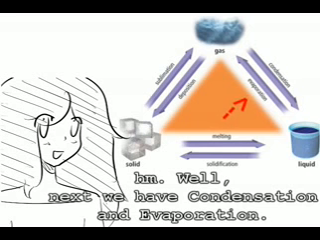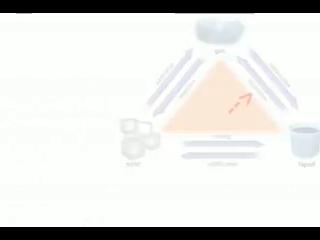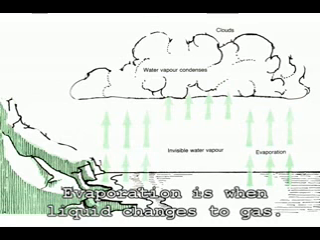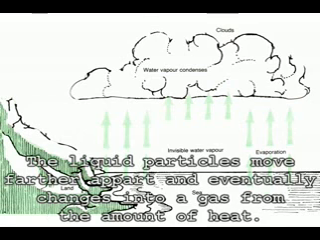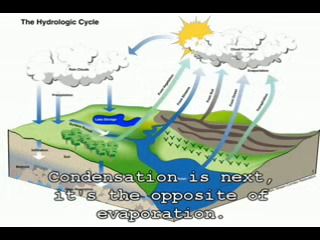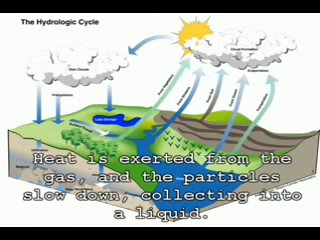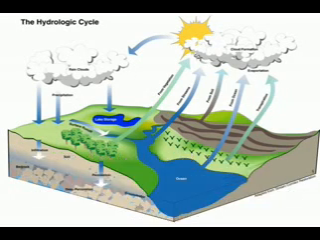Well, next we have condensation and evaporation. Evaporation is when a liquid changes to a gas. The liquid particles move farther apart and eventually change into a gas form from the amount of heat. Condensation is next. It's the opposite of evaporation. Heat is exerted from the gas and the particles slow down, collecting into liquid.